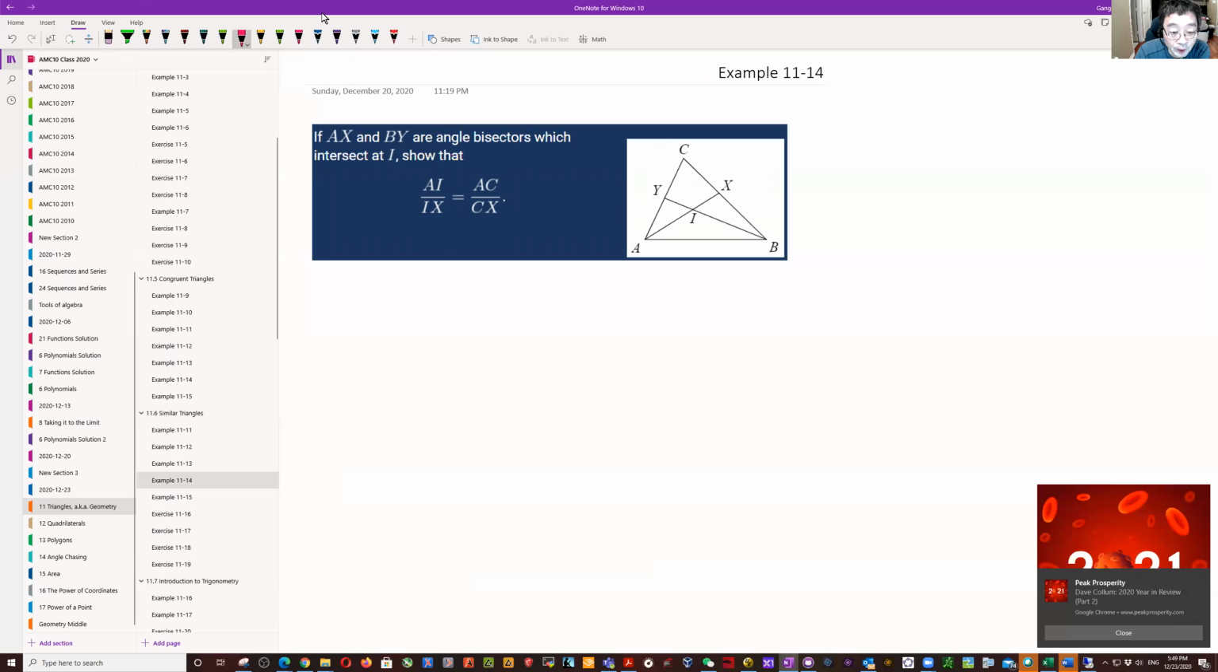So AX and BY both are bisectors which intersect at I. Then we need to prove AI over IX is actually equal to AC over CX. I'm going to prove it in several different ways, so you will get used to it.